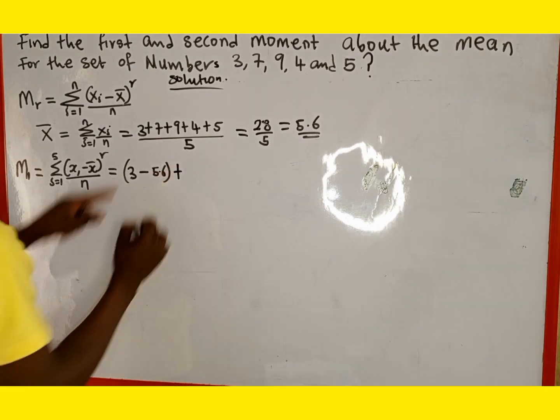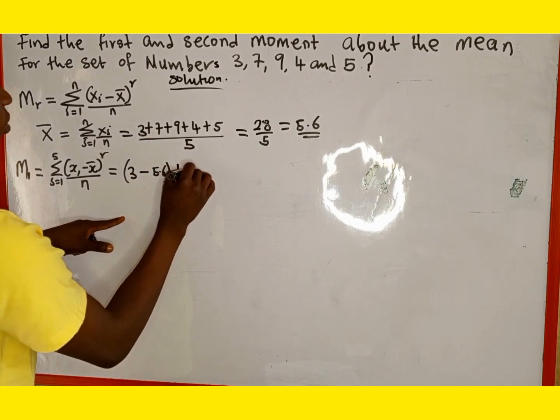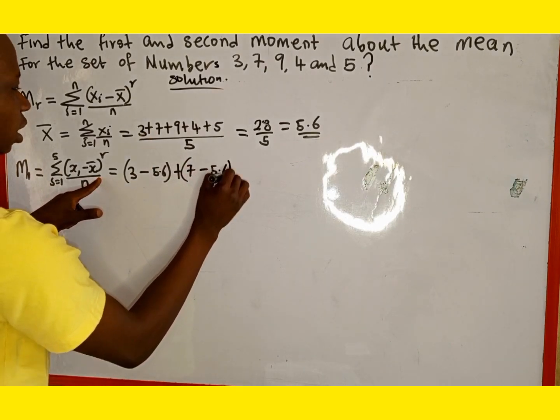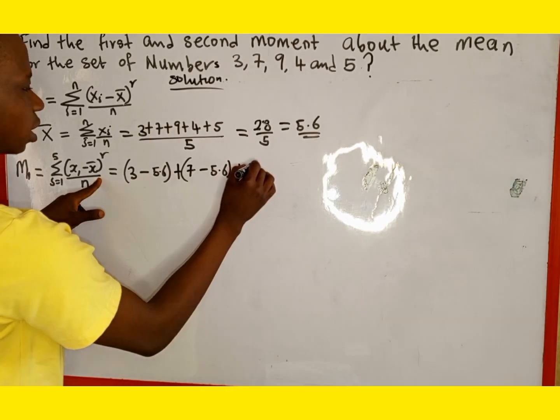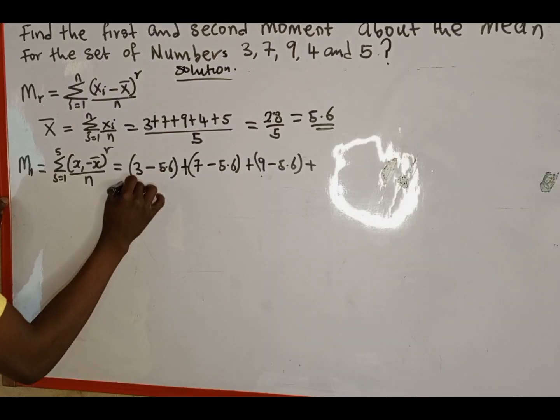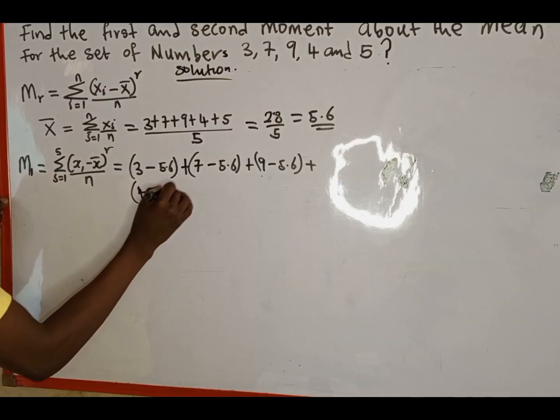Then plus the second x, which is 7 minus x bar, and x bar is 5.6. Then plus x3, which is 9 minus 5.6. Then plus 4 minus x bar, which is 5.6.